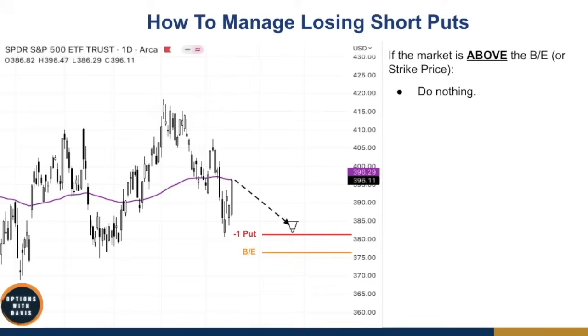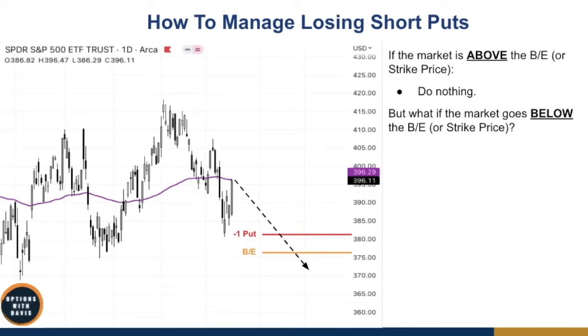Or if you want to give the trade more room to move, then you can use the break-even point as a place whereby if the market goes below the break-even point, then you will do something. But if it stays above the break-even point, even though it is past the strike price, then basically you can just do nothing, because you are still in the profit zone. So there's really nothing for you to worry or panic about, because if the market just stays there until expiration date, you would still be profitable.